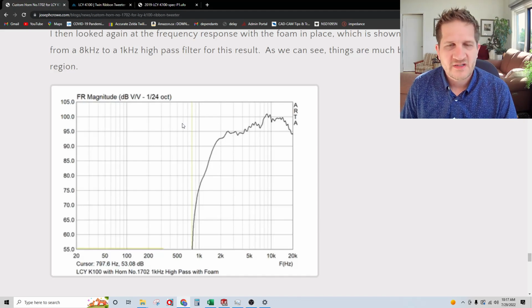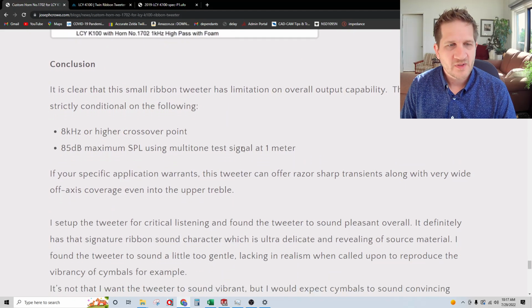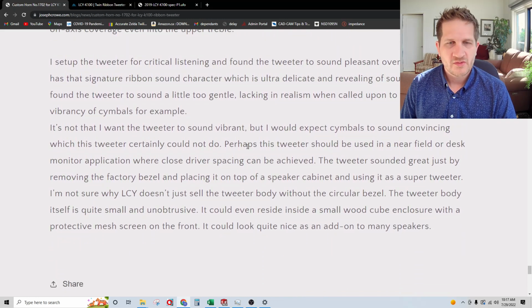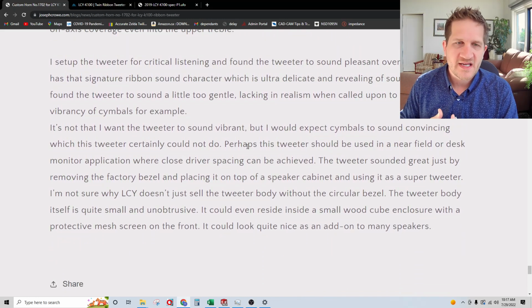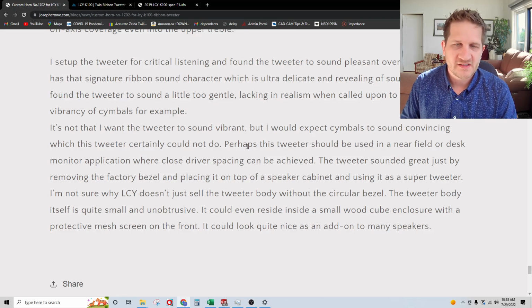If we look at the frequency response now with the addition of the foam, you can see that it's actually pretty good. The 10 kilohertz peak actually has come down a little bit. So my conclusion on this, so listening to it, it does sound like your typical pure ribbon tweeter. I would say it's just as good as the Vio Wave when you're listening to it at normal listening levels.